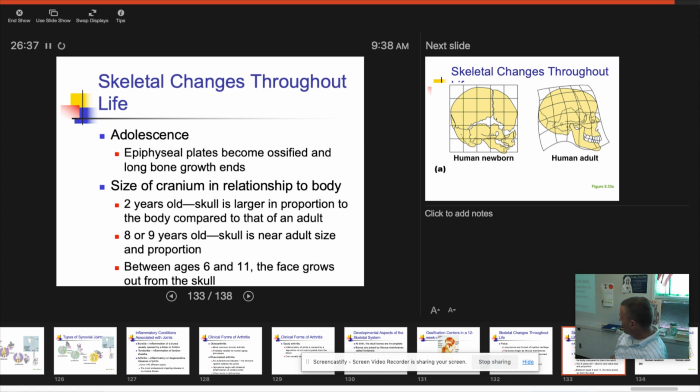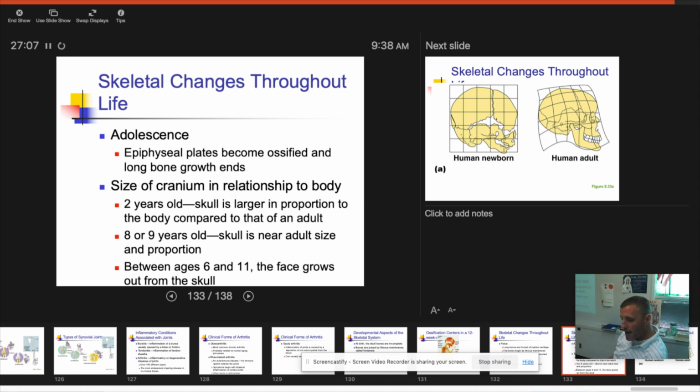Size of your cranium. At 2, the skull is significantly larger in proportion to the body. So the ratio of head size to body size is a little higher for a little tiny child. Then even by 8 or 9, as I mentioned before, the head size is nearly adult size, and of course your body is far from that at that age.